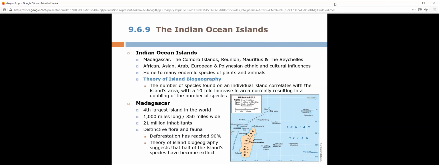Finally, we get to Madagascar, more than just a movie. Fourth largest island in the world, home to much distinct fauna. Lemurs, of course. Famous Madagascar. And a few small islands that really aren't super worth mentioning. I'm sure they're cool islands. I'd love to go visit them, but there's not much to talk about with them. And that's Africa. Hope you liked it.